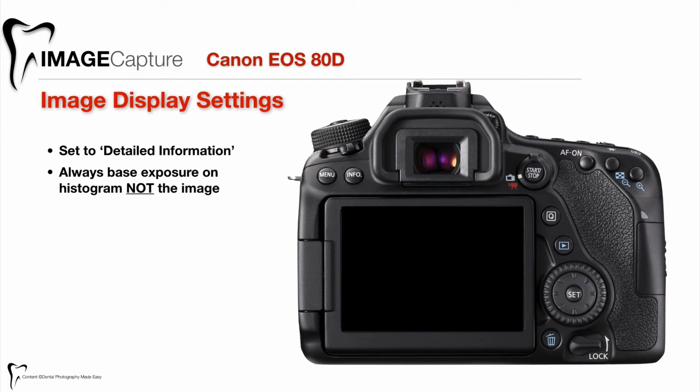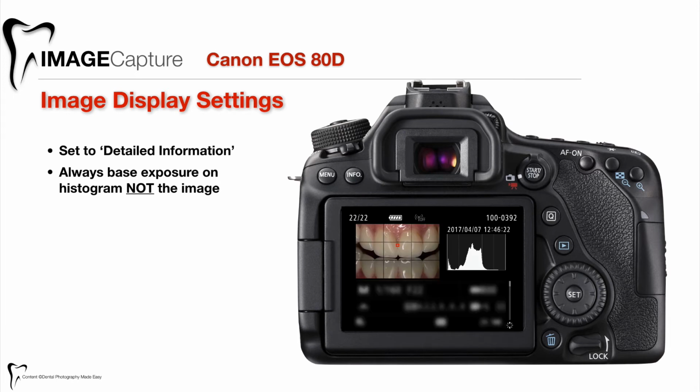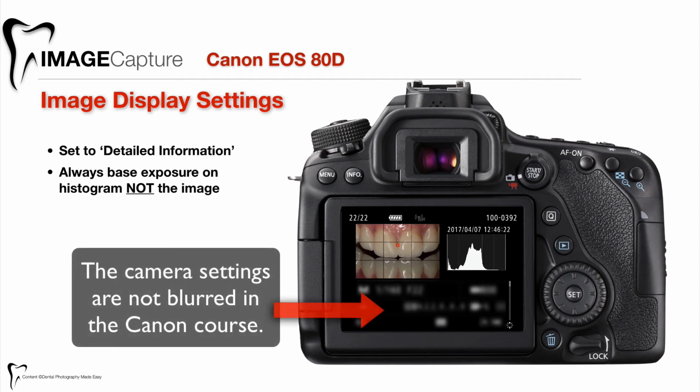So we look through the viewfinder, compose the image, and move the focus point to the place in the patient's mouth that we want to be in focus or base our focus on, and press the shutter release. When the image comes up on the back of the camera, if you have this view selected, you can quickly ascertain whether or not the image is overexposed, underexposed, or properly exposed by reading the histogram. You also get a thumbnail of the image and information about the camera settings.